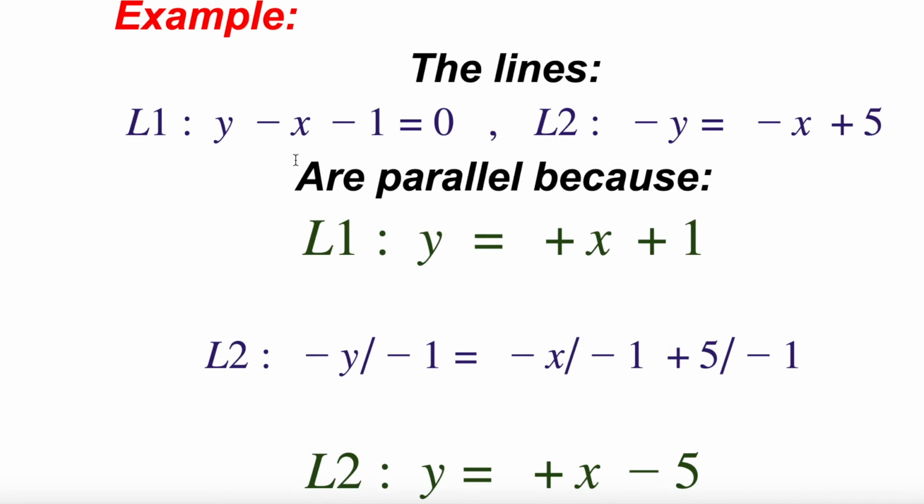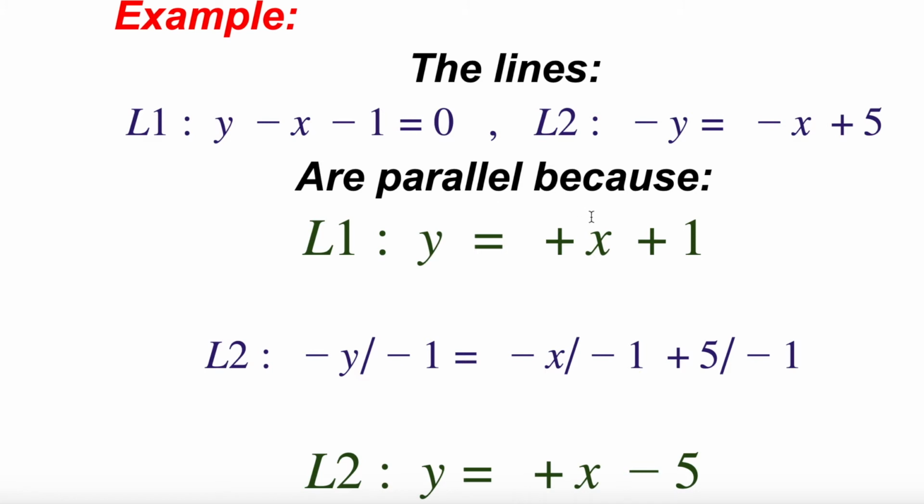Example: y minus x minus 1 equals 0, and negative y equals negative x plus 5. It's a complicated question, by the way. Do you think they are parallel or not? Let's see. x and 1 shouldn't be with y. They should be on the right side, right? So I have to move them to the right side. Why? Because y should be alone. Remember that. So y should be on your left side. Negative x minus 1 should be moved to the right side so that signs are changed. Negative x will become positive x and negative 1 will become positive 1.